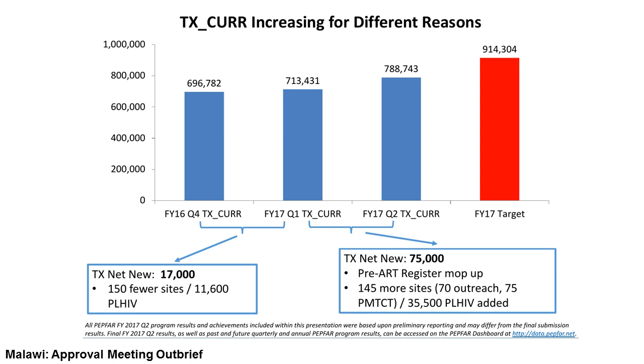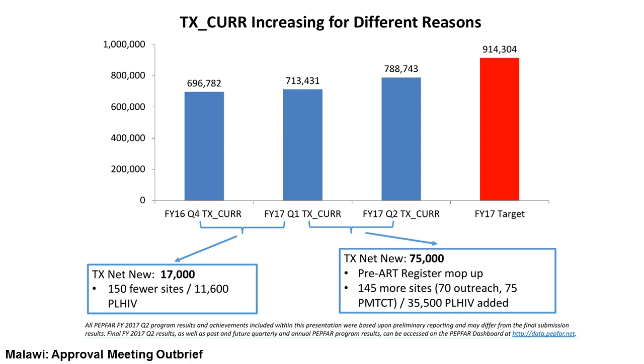And so they didn't really do anything in those 145 sites per se. They just started counting the people who were on treatment at those sites as part of their results. And I think that's really important because that added 35,500 people to their number.